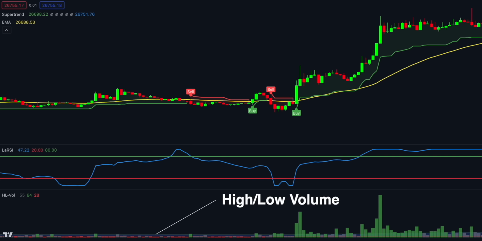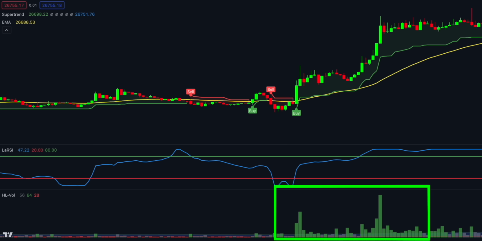For a volume indicator, we implemented high-low volume by Quant Nomad. This indicator highlights areas where volume in the market is increased by coloring the histogram in green. When the volume is neutral, the bars are gray, and when low, red. Buying or selling is allowed only at high volumes.